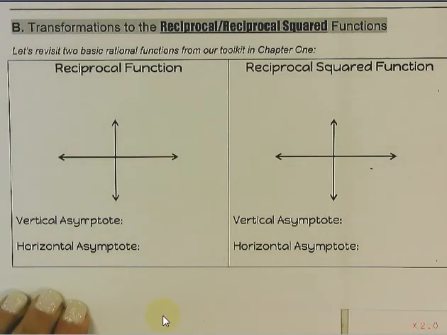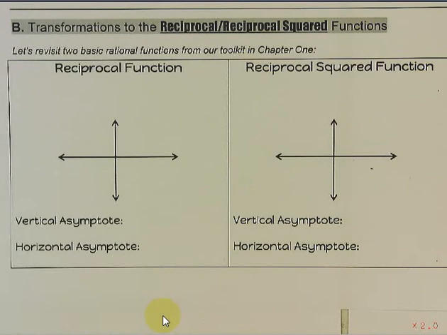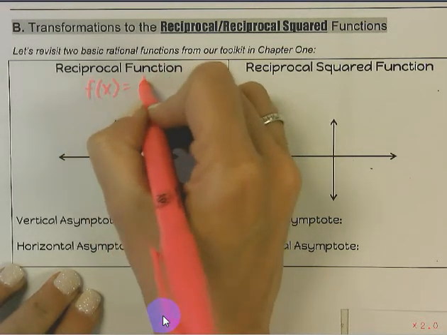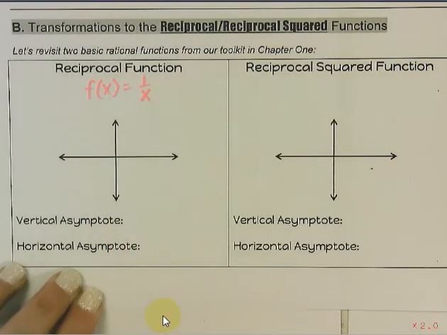Okay, I am back. I'm going to do part B now. This is transformations to a couple graphs that we have introduced from chapter 1, the reciprocal and reciprocal squared functions. You guys did see them. Reciprocal is actually otherwise known as the rational function, the basic one we learned in integrated 3. f of x equals 1 over x. That is our basic reciprocal function.